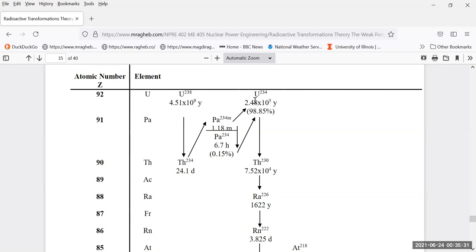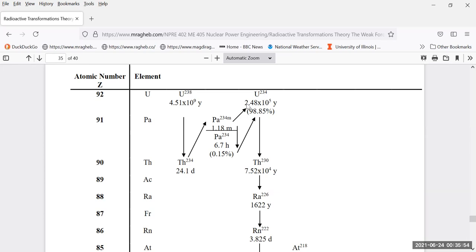The protactinium becomes uranium 234. Uranium 234 has a half-life on the order of 10 to the fifth years, shorter than the U-238 that has a half-life of 10 to the ninth years. Hence, that decay is faster than uranium-238, and that's why its abundance in nature is very low.